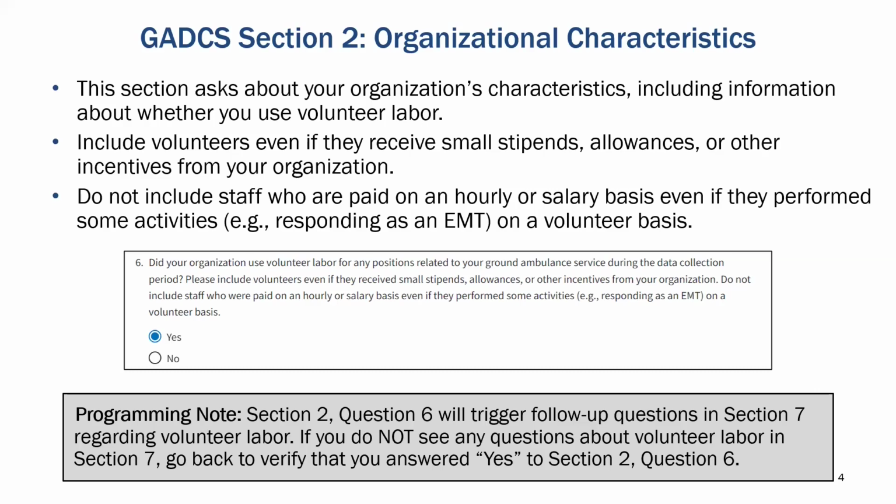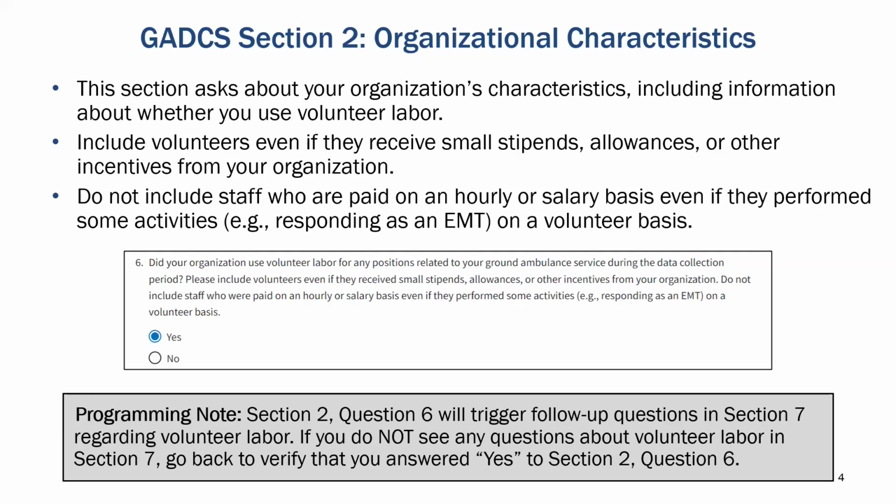Now we'll get into the questions in the GADCS that are especially relevant for volunteer organizations. Section 2 on organizational characteristics presents a number of questions to learn more about your ambulance organization's characteristics. For example, are you hospital-based or is your organization fire department-based? Do you respond to emergency calls for service? Beyond giving CMS a better understanding of your organization, these questions are important because they will determine which questions and instructions you see later on.